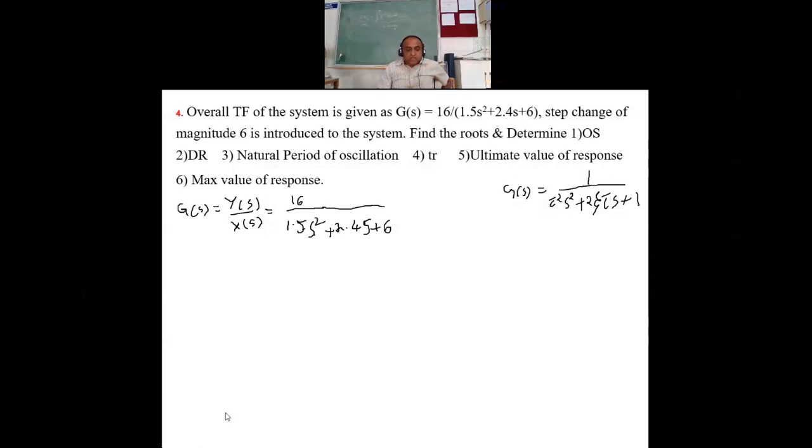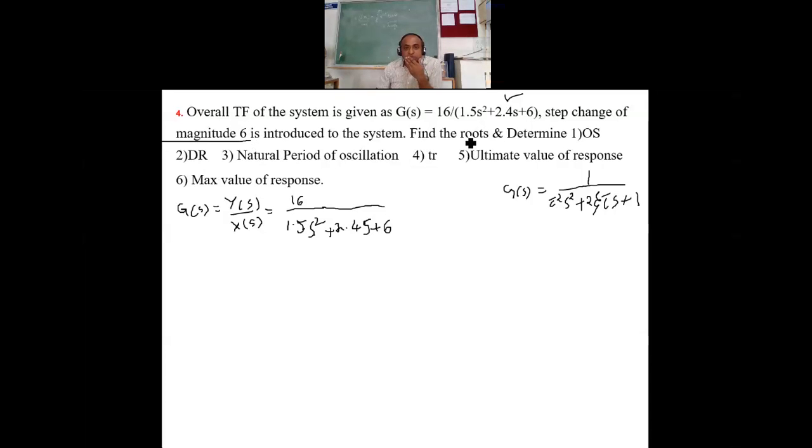Right. So if you remember, we were solving the fourth problem. As you can see, in a second order system they have given the transfer function that is 16 divided by 1.5 s square plus 2.4 s plus 6. This is the transfer function they have given, and they have given the step input of magnitude 6. What has to be done with that, we'll see later.